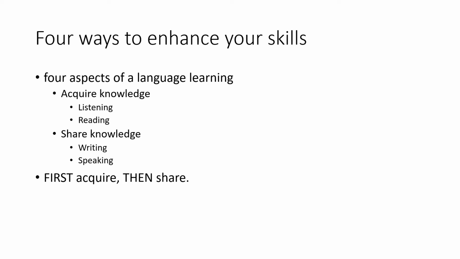Okay, so first of all, let us study about the 4 ways to enhance your skills. Well, the 4 aspects of language learning are: first, you have to acquire the language. In order to acquire language, listening and reading are important. It's like you are getting something through listening and reading. So when you listen to something or when you read something, you acquire knowledge.